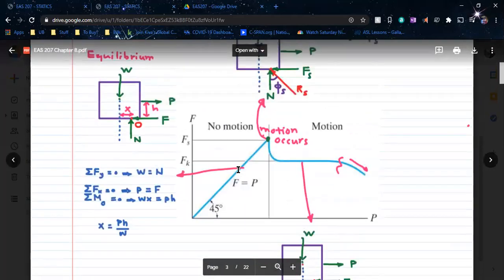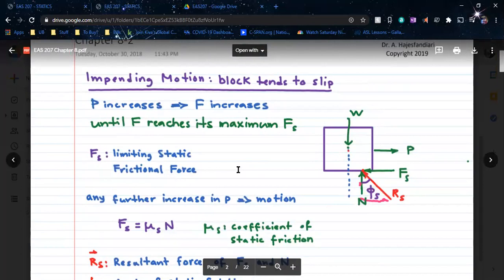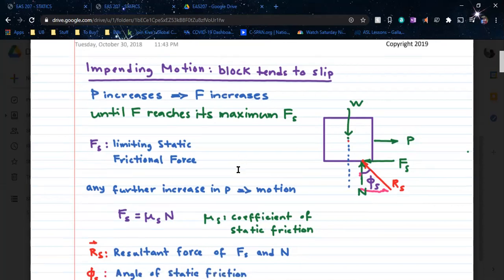So if we look at what it actually means for a block to be slipping or tipping, when the block tends to slip, we know that we have a frictional force, and we still have a normal force. Those are all things we need to consider. Basically, this block is going to slide when the applied force, which they call P, is equal to the frictional force, right? Because once that P overcomes the frictional force, the block slides. So that's the first situation that we need to look for.